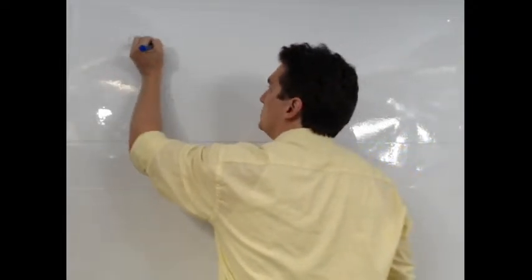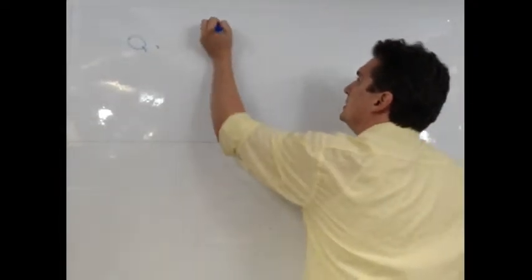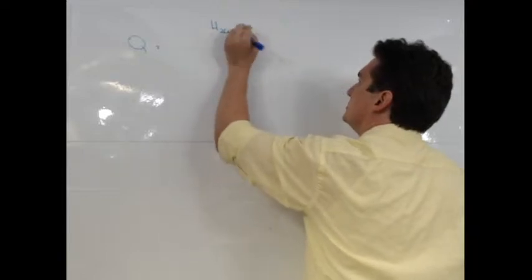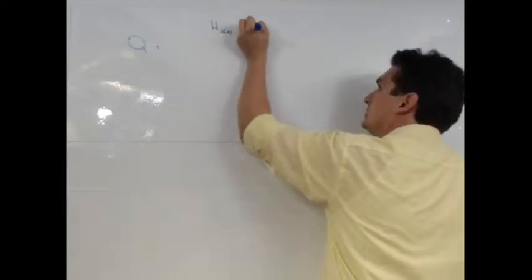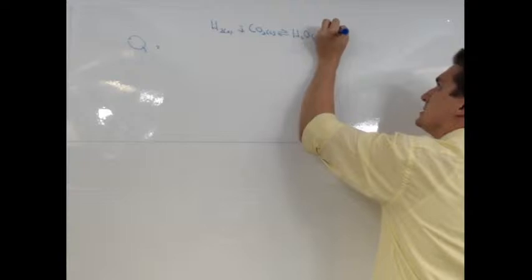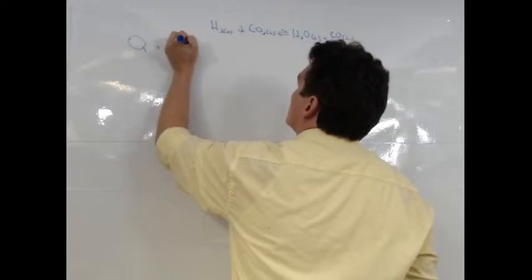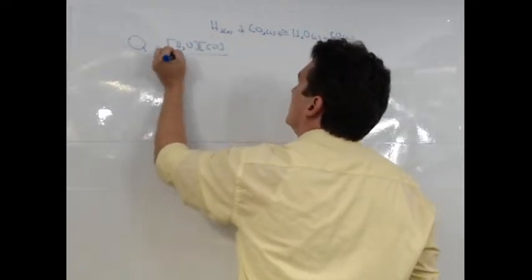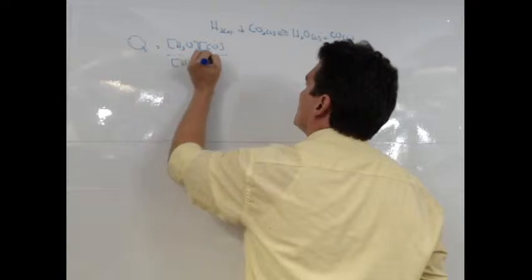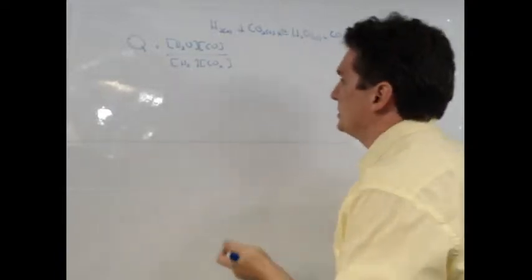If we write an expression for Q, so far we've just written it out as concentrations. So let's look at the water gas shift reaction. H2 gas plus CO2 goes back and forth to H2O gas plus CO gas. So Q for this reaction is the concentration of H2O, concentration of CO, over the concentration of H2 times the concentration of CO2.